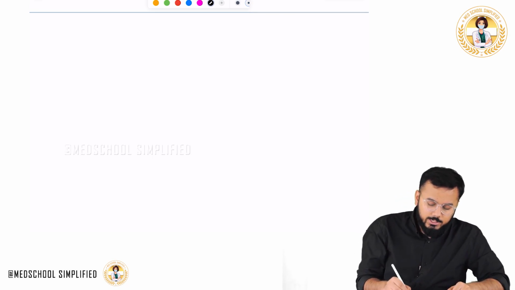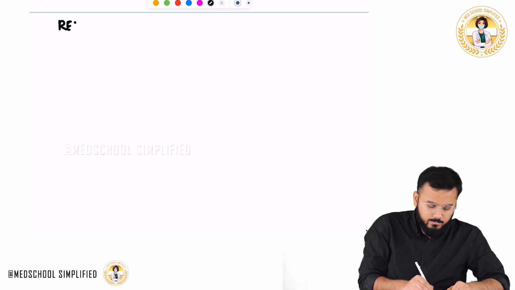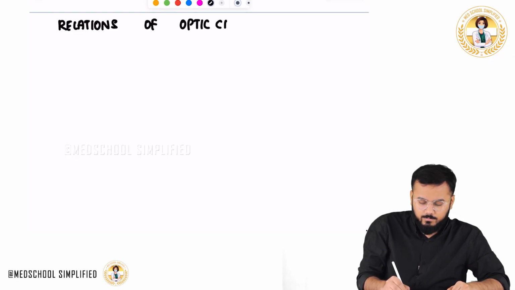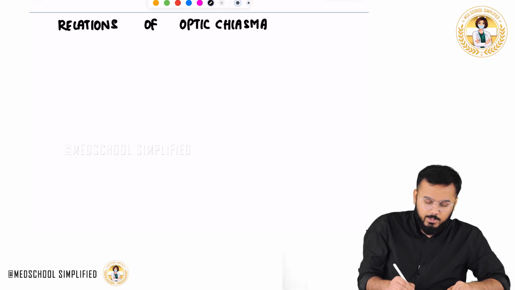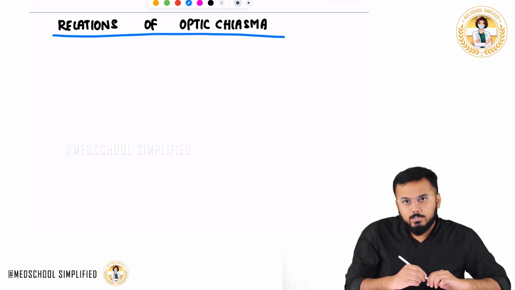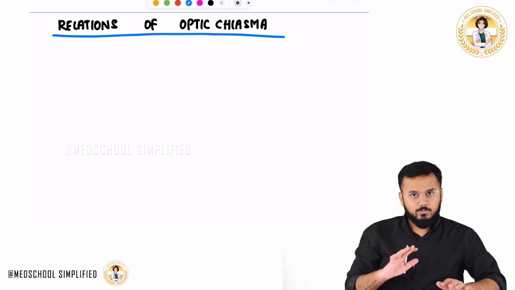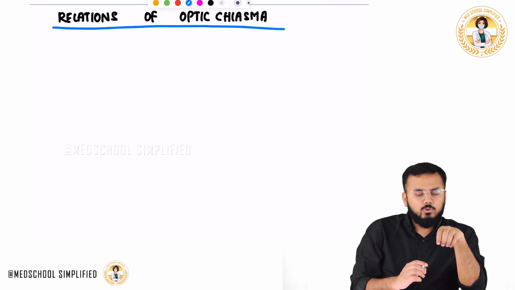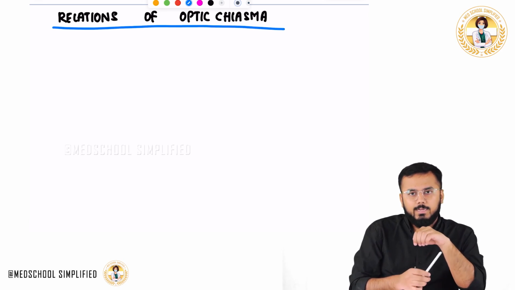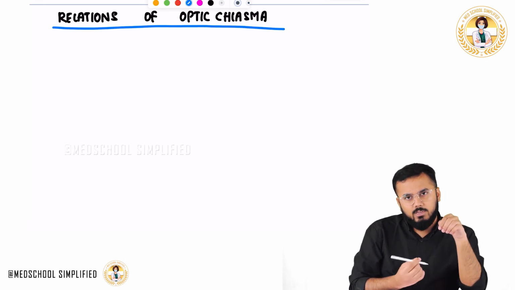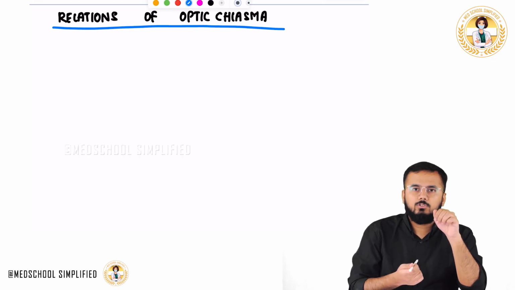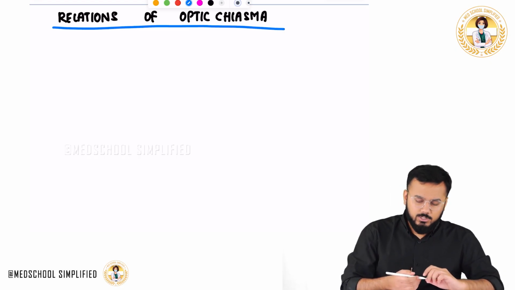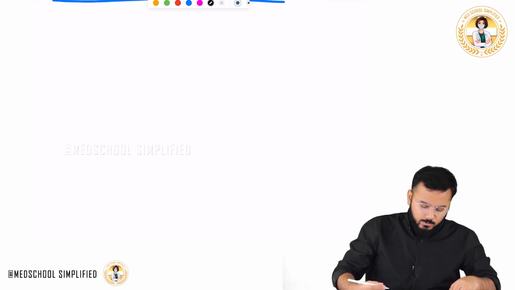What are the relations of optic chiasma? What are the different kinds of relations of optic chiasma? First of all, to understand the relations of optic chiasma, we have to draw the inferior surface of the brain. The brain has got the anterior part, the posterior, the lateral. These two are the lateral, and this is called the inferior. The lower part is called the inferior or the basal surface of the brain. So first of all, let me draw the inferior surface of the brain over here.